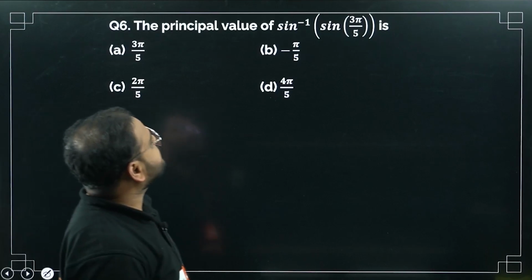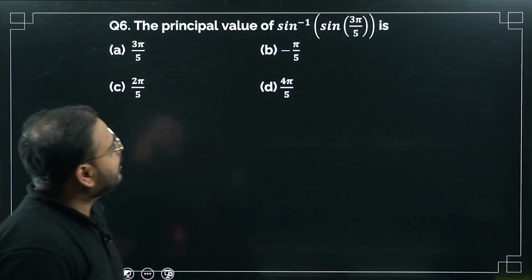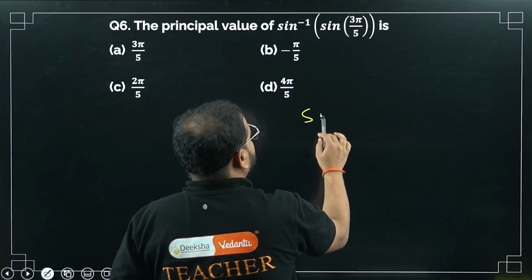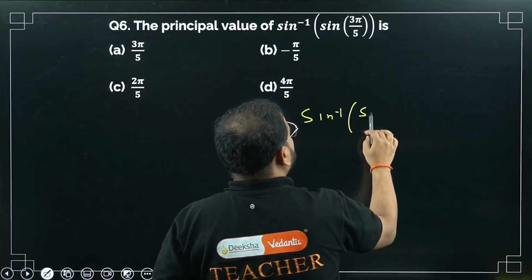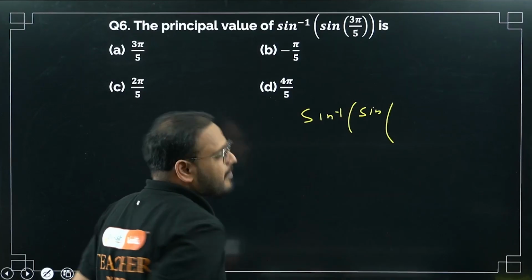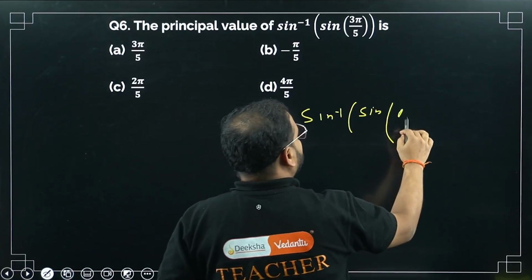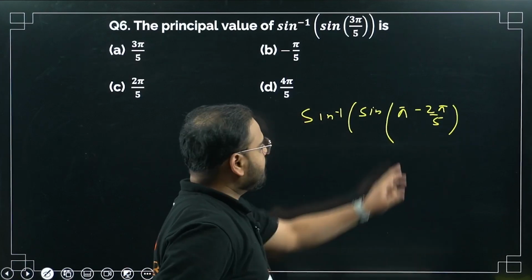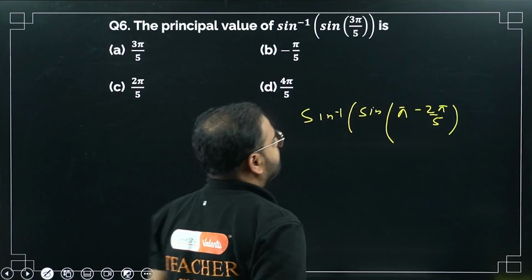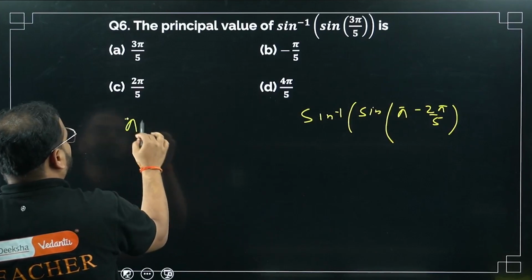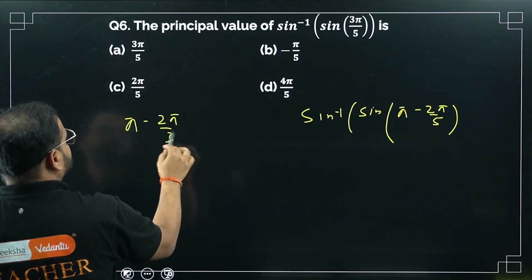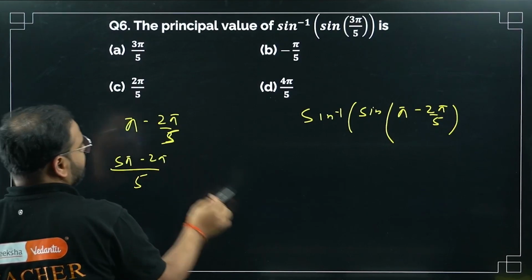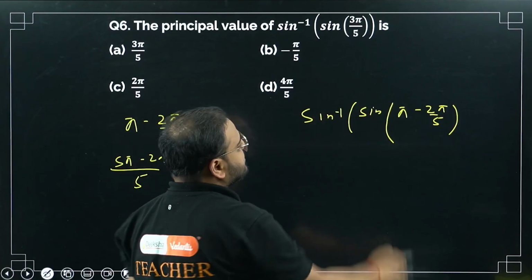The principal value of sine inverse sine 3 pi by 5. Okay, let's do it. How can I write the angle 3 pi by 5? Please check. Pi minus 2 pi by 5. Yes, no? Pi minus 2 pi by 5 is how much? If you're not sure, do it. Okay, LCM is 5. 5 pi minus 2 pi is 3 pi by 5. I can write 3 pi by 5 as pi minus 2 pi by 5.